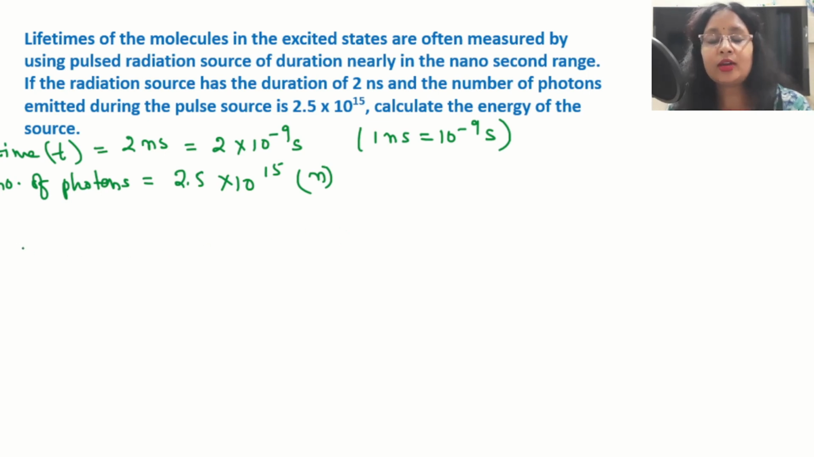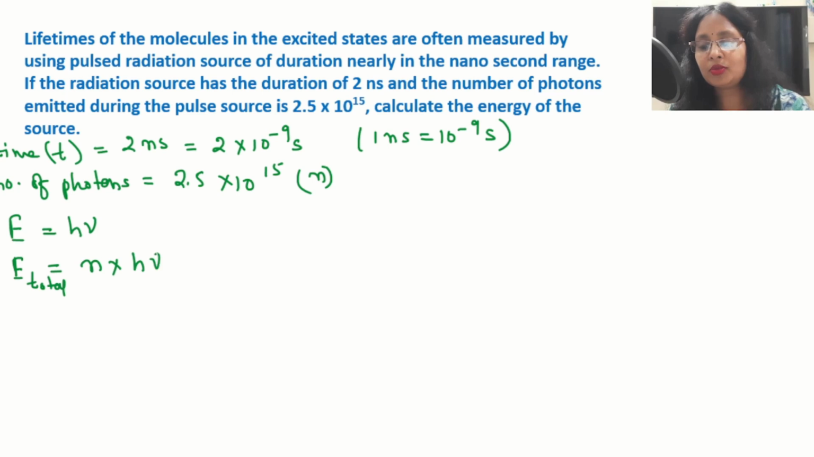Now they ask calculate the energy of the source. So as we knew, the energy of one photon E is equal to h mu. So the energy of all the photons, it means the total energy, we can mention ET also. Energy total, T-O-T-A-L. Total energy will be N into h mu. Number of photons multiplied with the energy of one photon, we will get the total energy. And here we need to calculate the energy of the source, it means the total energy.